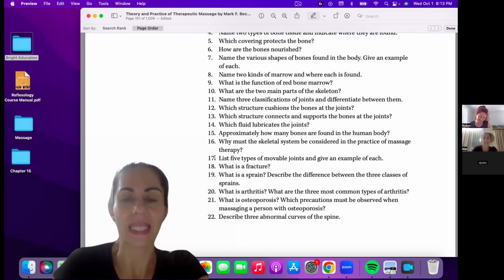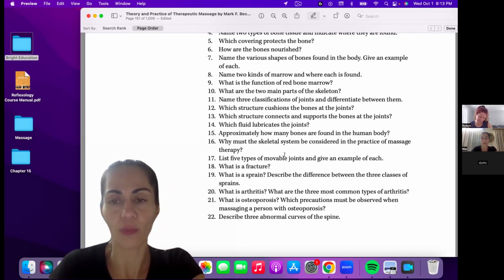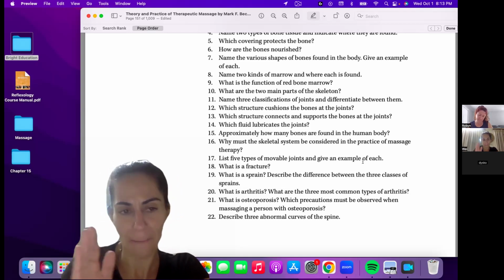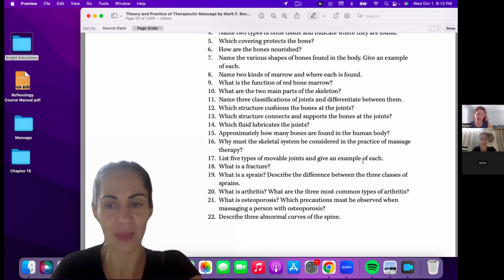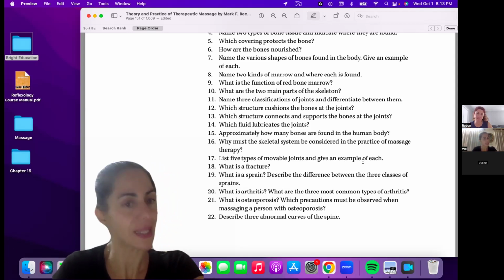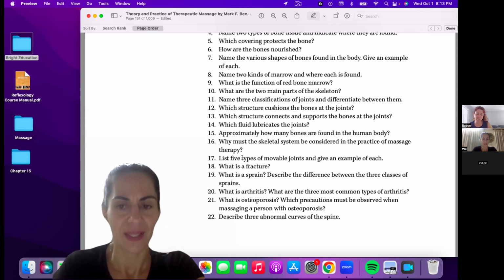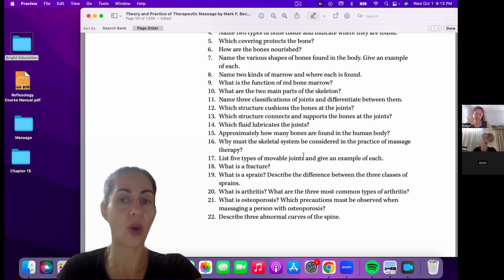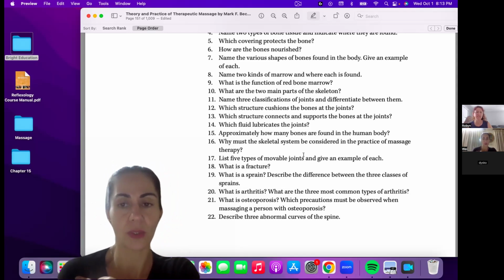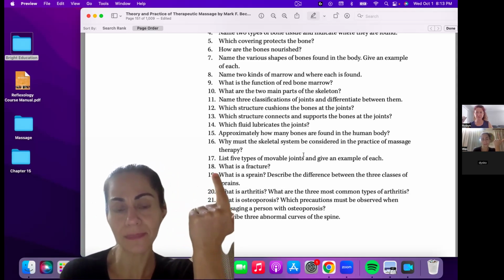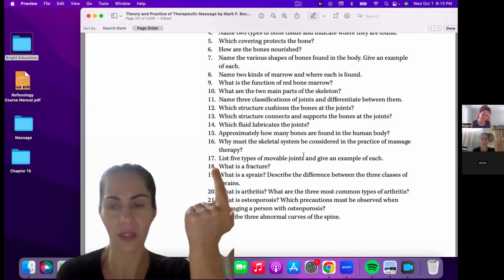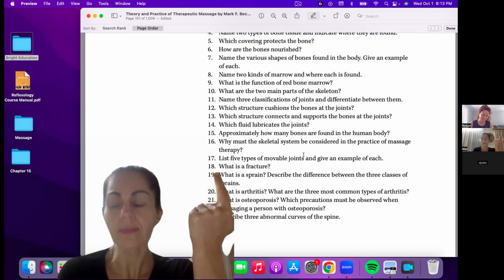Okay, number 17. List 5 types of movable joints and give an example of each. Now these are the 5 names we talked about. You have the ball and socket, like the shoulder and your hip. So what do we call the shoulder joints, since you said shoulder? Ball and socket. Okay, what other type? So here's one. Hinge joint. Where do we find the hinge? The elbow and the knee. Correct.